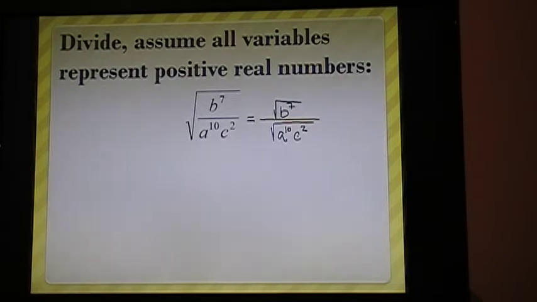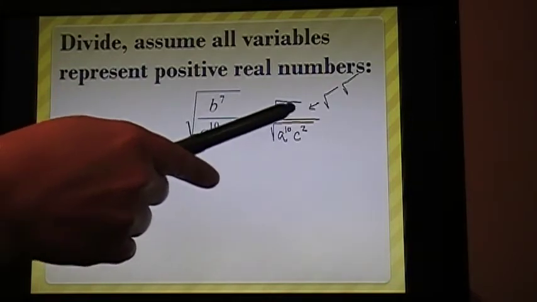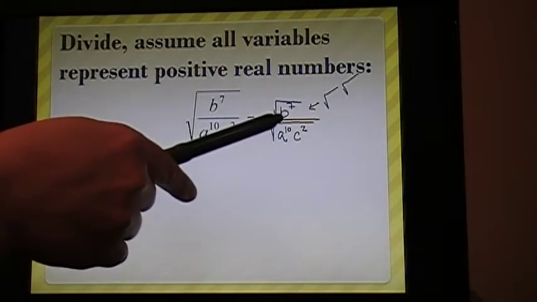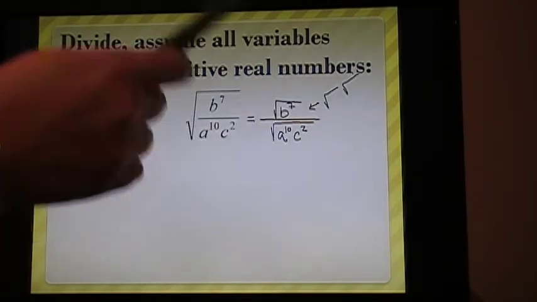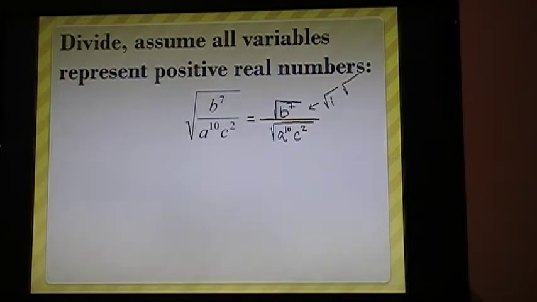So all of these can be simplified. B to the 7th is not a perfect square, so to do the simplification I need to break it up. And the largest perfect square factor of this is b to the 6th. So I'll break this into b to the 6th times b. So that numerator is the square root of b to the 6th, which is b to the 3rd. So we have b to the 3rd times the square root of b.